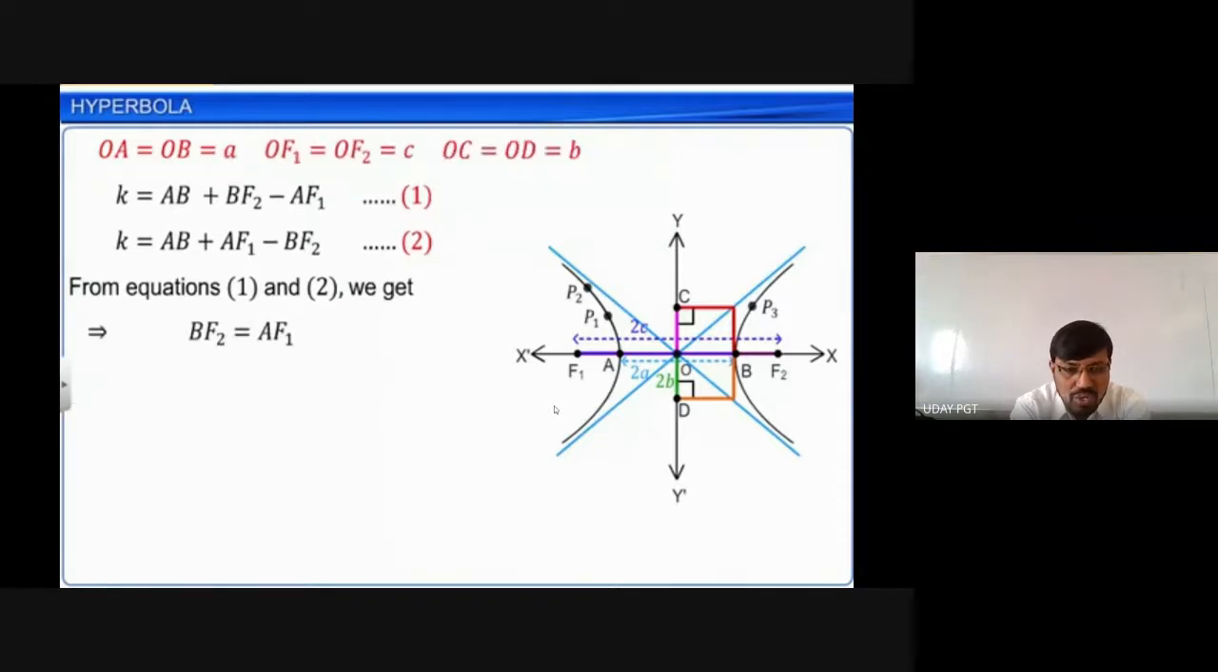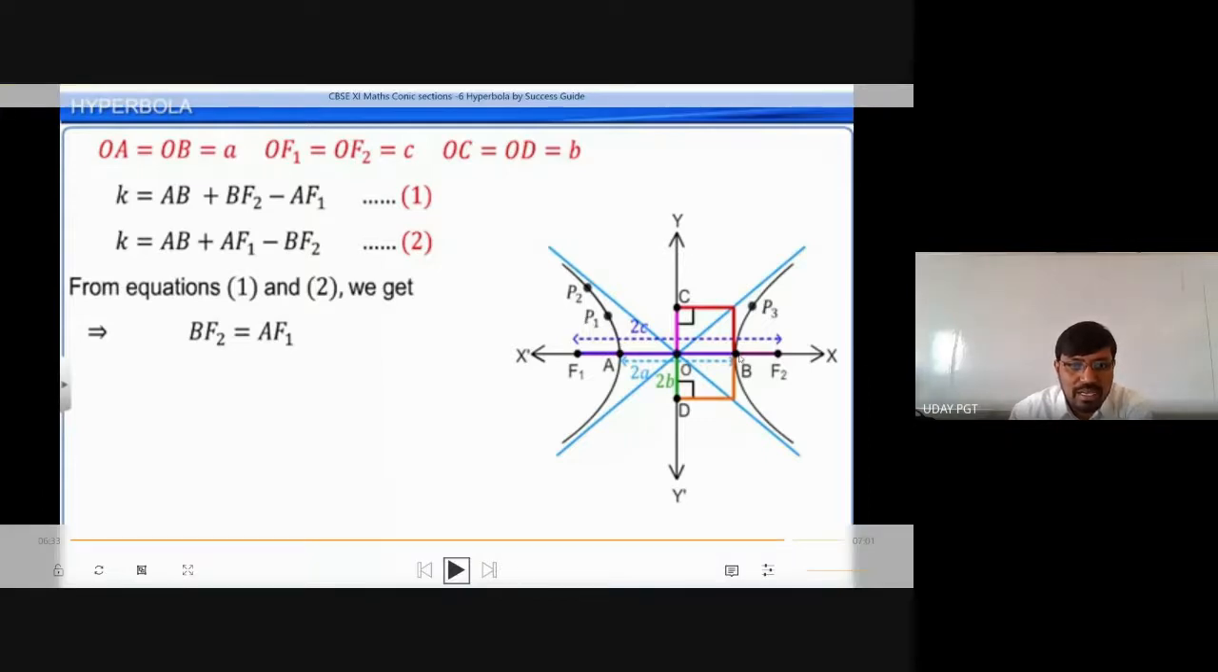So concentrate here, slowly observe the figure also. Whatever figure is there, you need to observe that also. BF2 is equal to AF1. So B is here, I'm showing the arrow mark, and F2 is here. BF2 is equal to AF1, we are going to get it.